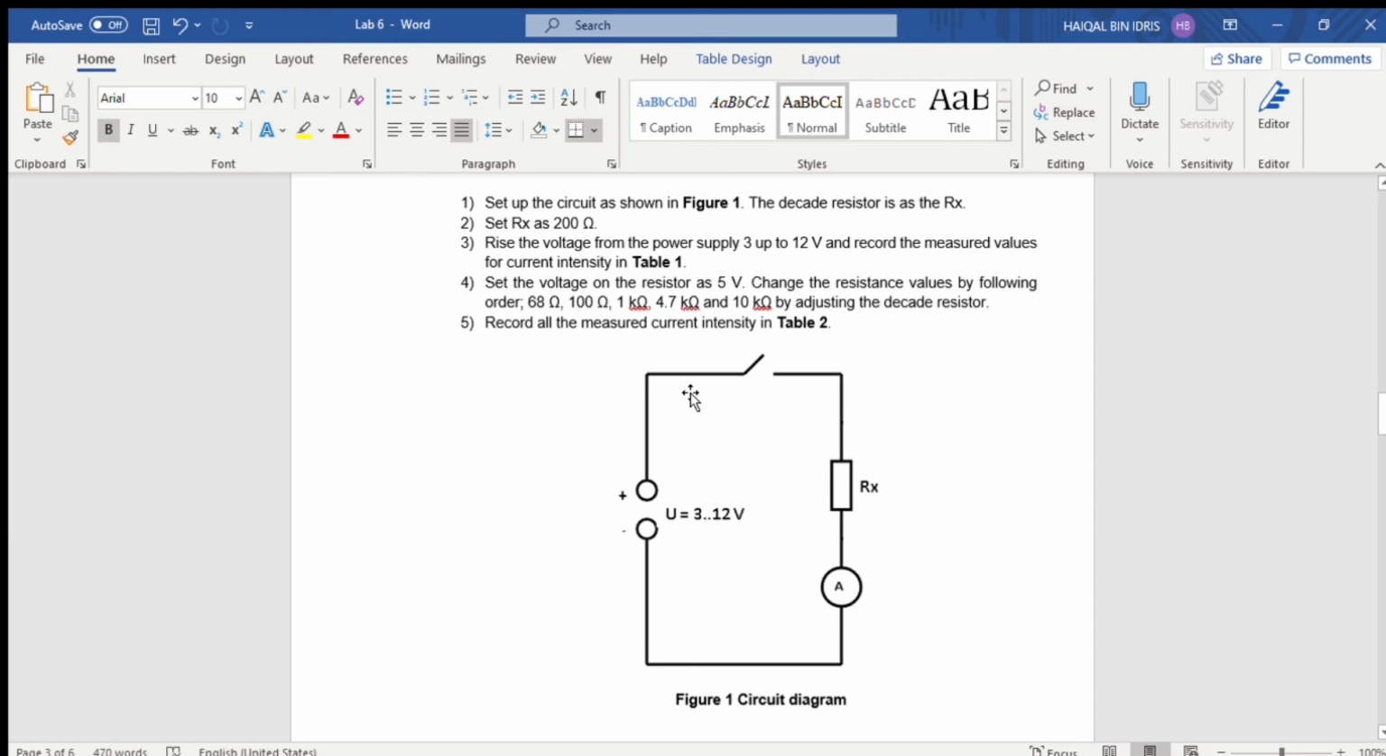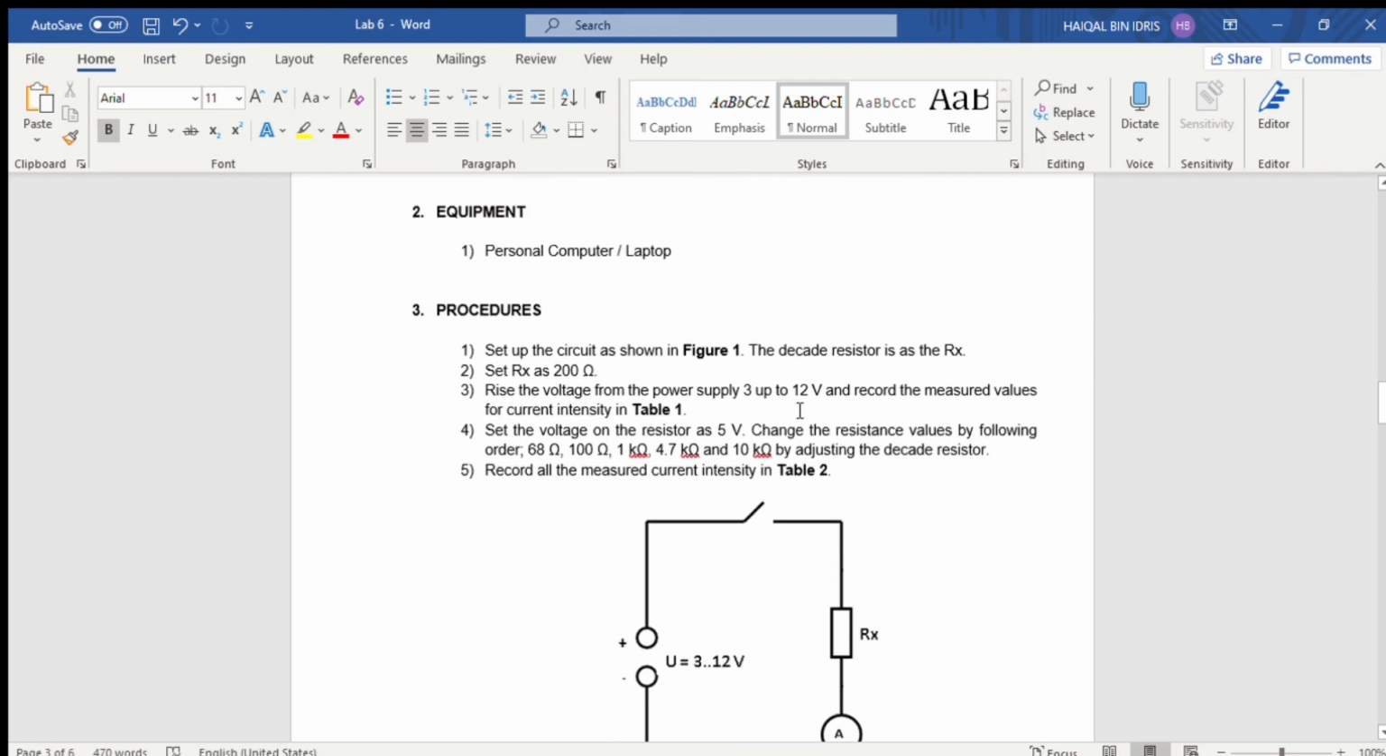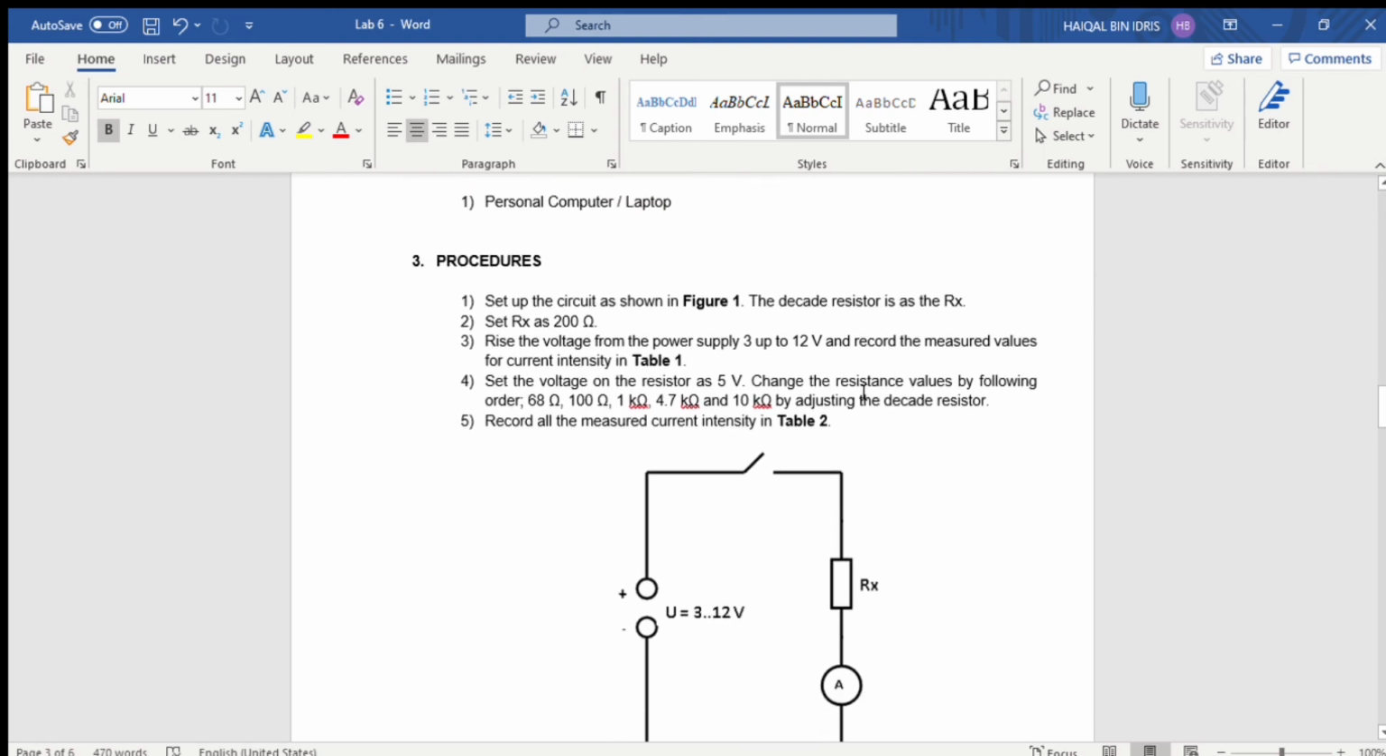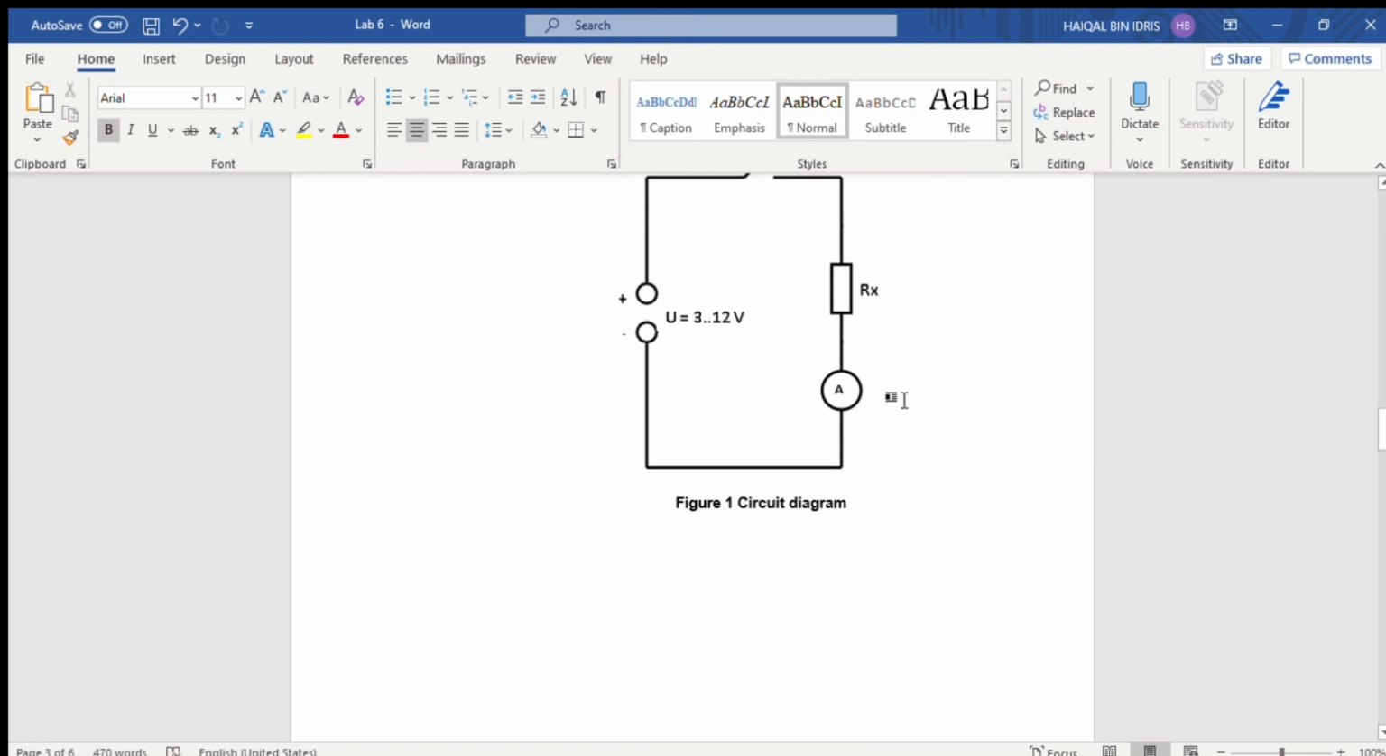This is figure 1 that we need to build the circuit diagram. From the previous video, my partner Nabilah has shown that we need to construct a circuit by setting up the circuit as shown in figure 1. So this is the circuit.